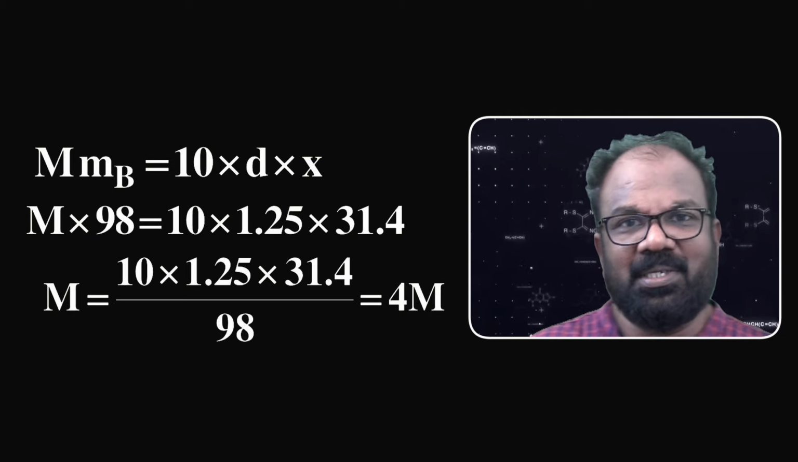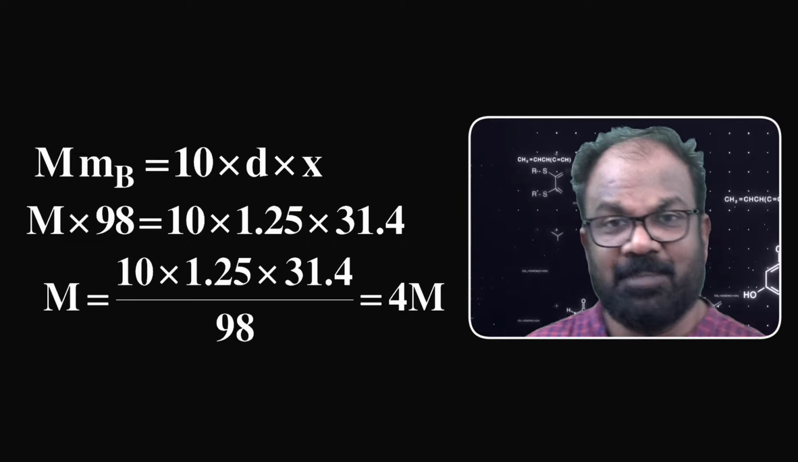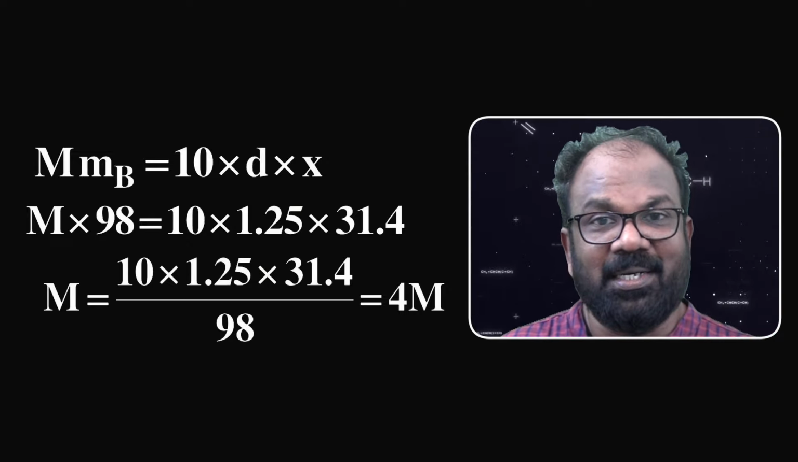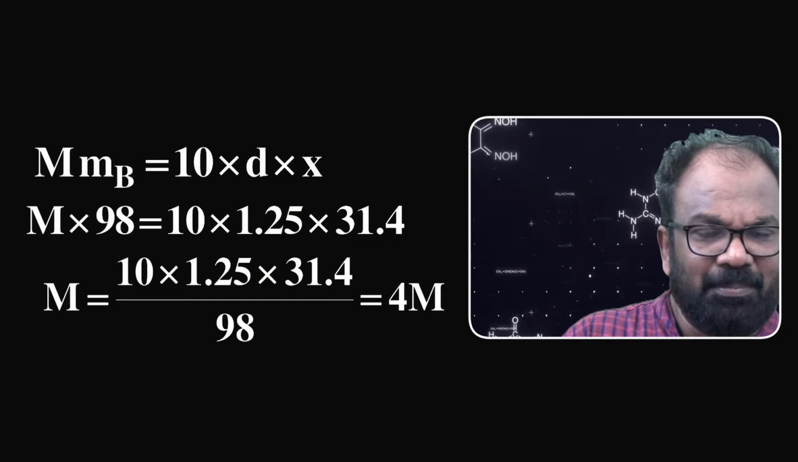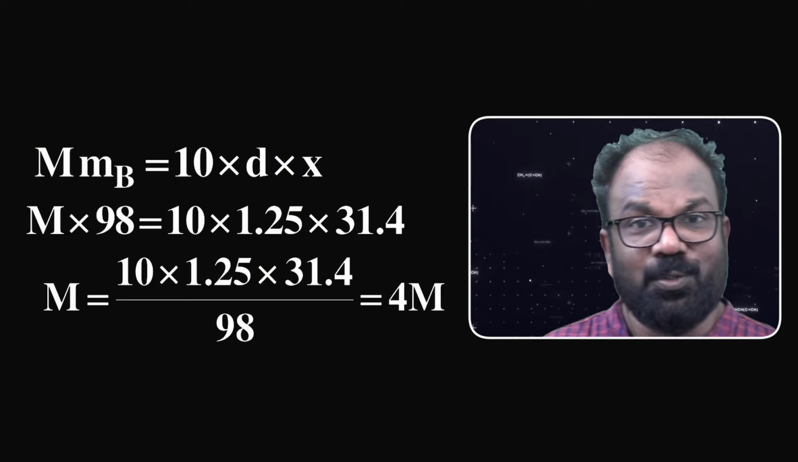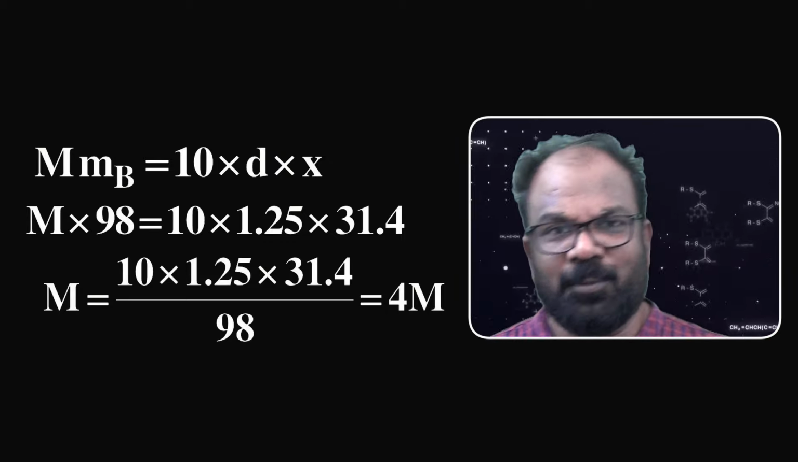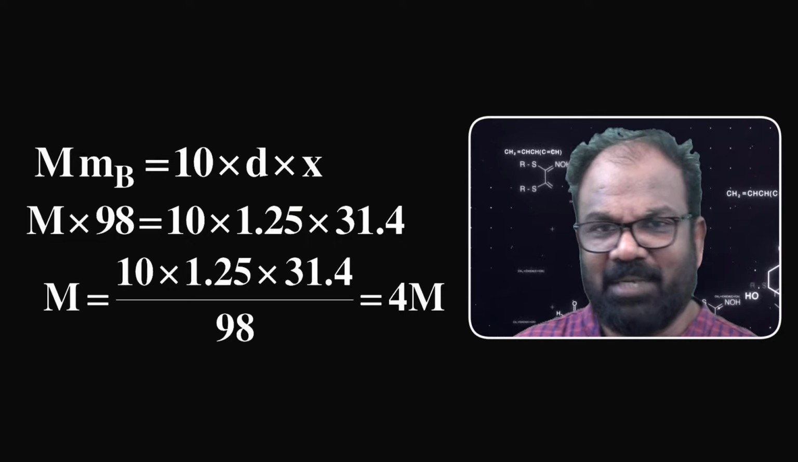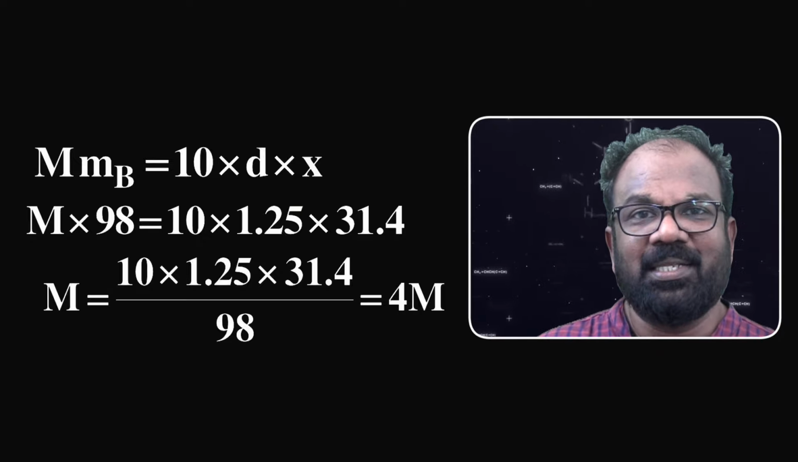We know the relationship between the density of solution, percentage by mass, and the molarity of the solution is molarity into molecular mass of solute Mb is equal to 10 into D into X. Then substituting the values, molarity capital M into molecular mass 98, that is equal to 10 into density of solution 1.25 into percentage by mass 31.4. Therefore, molarity M is equal to 10 into 1.25 into 31.4, the whole divided by 98, that is equal to 4 molar. So here the answer is 4.